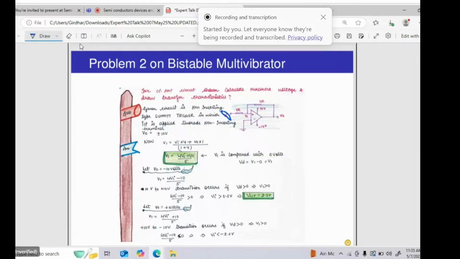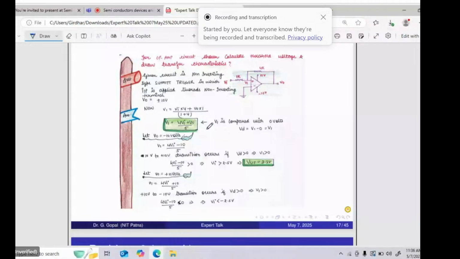You can consider minus Vsat and plus Vsat. Let V0 be minus 10 volts, meaning minus Vsat. Then what is V1 here? V1 is (4Vi minus 10) divided by 5, right? Now there is a transition from minus 10 to 10. When will it occur? It occurs when Vd is greater than 0. What is Vd here? One terminal is already connected to ground, so Vd is nothing but V1 only.